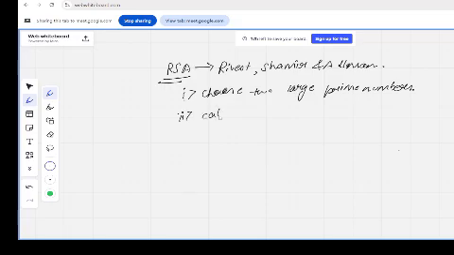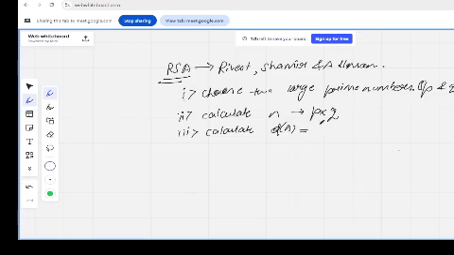Second step, you have to calculate the value of n. And what is n? n should be p into q, your large prime numbers p and q. Now the third step, you have to calculate phi n. How will we calculate phi n? Phi n equals (p minus 1) into (q minus 1). This is the formula of phi n.